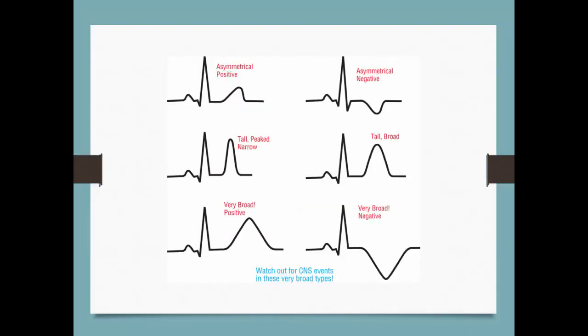T waves come in all shapes and sizes. They're asymmetric or symmetric, right? We can be positive, we can be negative, we can be tall and peaked and narrow, we can be tall, peaked, and broad, we can be super broad and positive, and really, really broad, negative, right? So we're going to be looking into some T wave issues. Again, you want your T wave to be asymmetric, but what happens when it's symmetric and tall and peaked? We've got some weird stuff going on. So pay attention. We're going to be paying attention to our T waves.